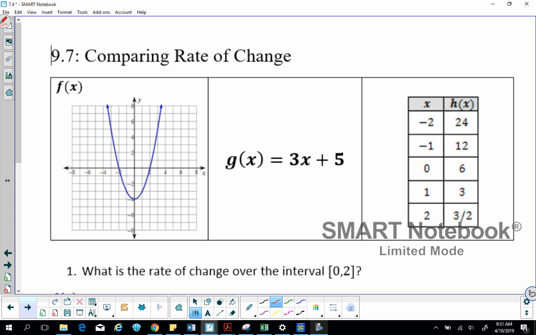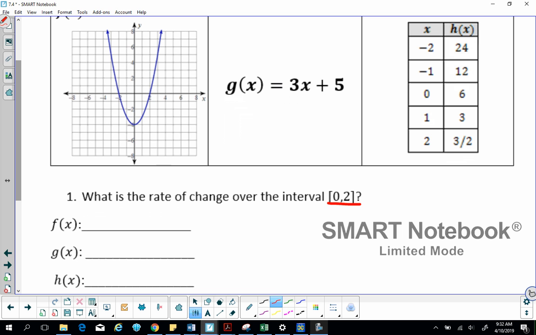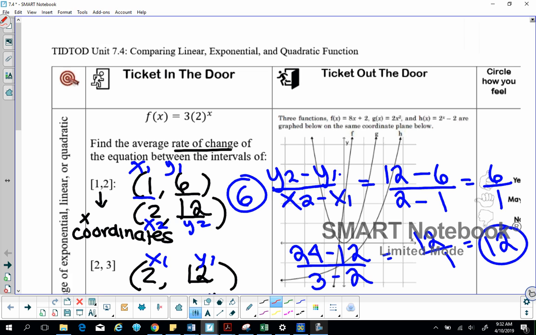So they want me for all three of these to find the rate of change over the interval 0, 2. Is that a point right there, 0, 2, or what does that 0 and 2 represent? Who can raise their hand and tell me what does 0 and 2 represent? Maybe look on your ticket inventory. Like when we were doing it in our ticket inventory just now. What did that interval represent?